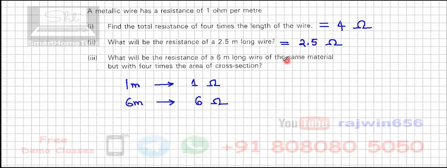Now the other condition that they have put over here is that area of cross section is 4 times. Now if area of cross section is 4 times, as we know that the resistance of the wire is inversely proportional to its area of cross section or the thickness of the wire. Therefore, because here the area of cross section is 4 times, its resistance is going to become 1/4. Because its length is 6 times, its resistance will become 6 times, but its area of cross section is 4 times, so its resistance will become 1/4. So if I calculate this value, it is going to be 1.5 ohms.